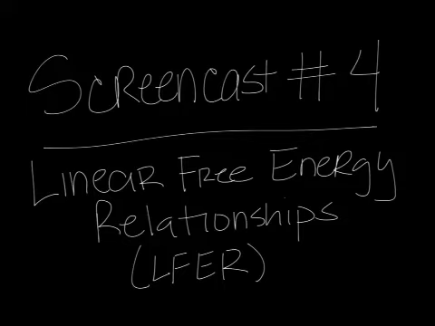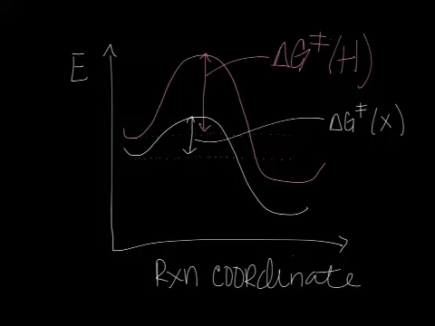So there are a couple of things that are going to go into this, but what we're going to start off with is what this graph actually looks like. Here's one of our LFER graphs. Note that we have energy on our y-axis and the reaction coordinate on our x-axis. Two things we see in the graph are delta G double dagger of H, which is our reference reaction, and delta G double dagger of X, which is our varied or substituent reaction.